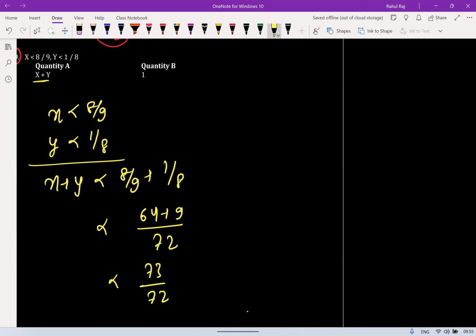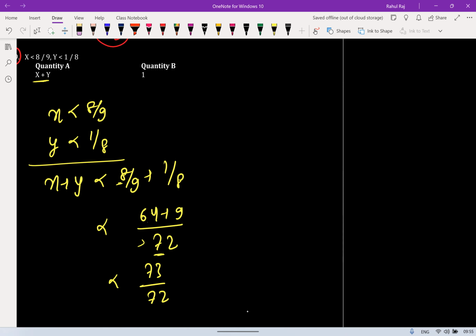So exactly the same thing I've followed. I've taken the LCM of 9 and 8, that is 72. 9 into 8 is 72. 8 into 8, 64, plus 8 into 9 is 72, 9 into 1, 9. 64 plus 9, that is 73 by 72.